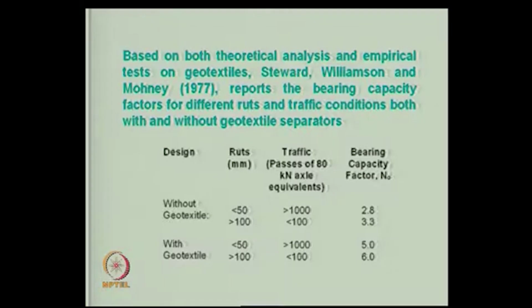So, what does it mean? 5.14 means its ultimate strength has reached, right. So, anything less than that, 5.14 is nothing but the bearing capacity factor. So, without geotextile, if the rut depths are in this range of less than 50 mm, people have seen that the bearing capacity factor could be in the range of 2.8, one can work back, okay. And with geotextile, if the rut depth is more and traffic is less, it is 3.3.